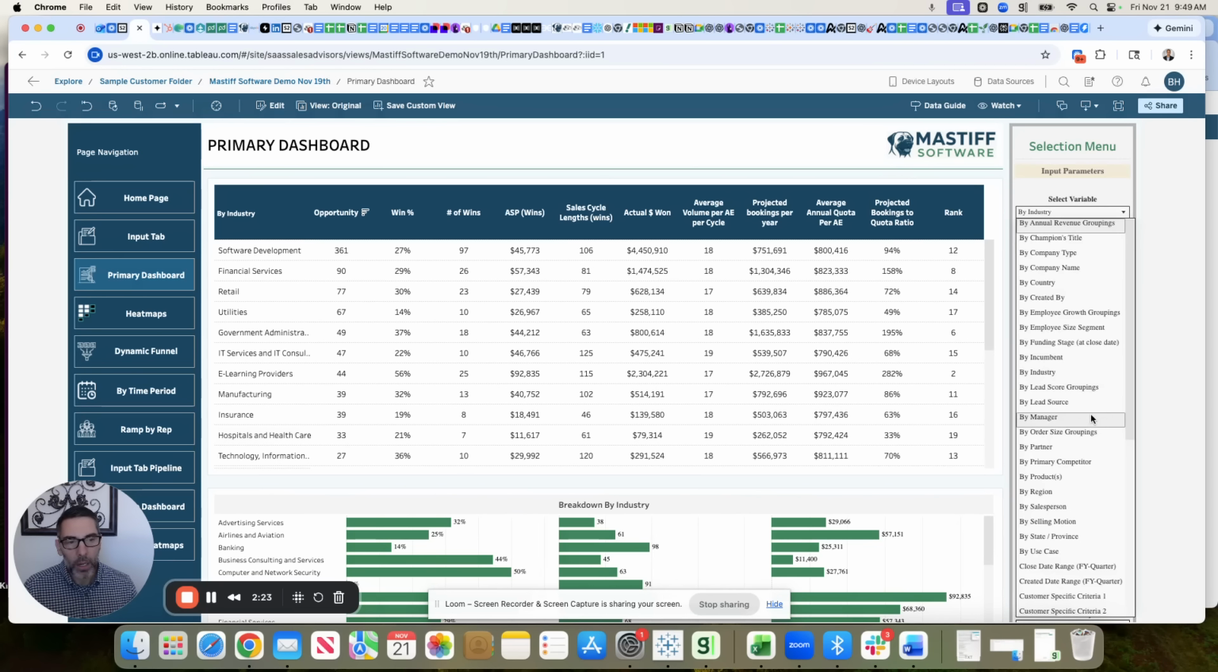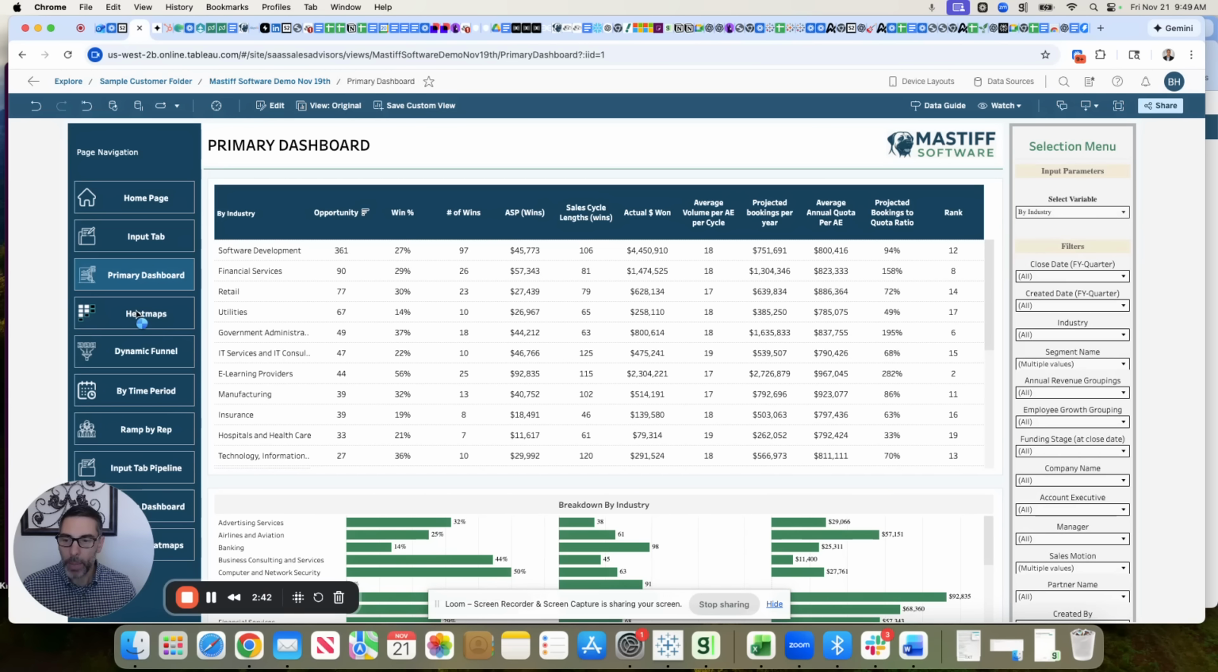We also recommend looking at your performance relative to the primary competitor, the incumbent, the order size groupings, the funding stage. There's a lot of variables that go into what makes the ideal customer profile in terms of both productivity and efficiency. Another capability of the platform are the heat maps.